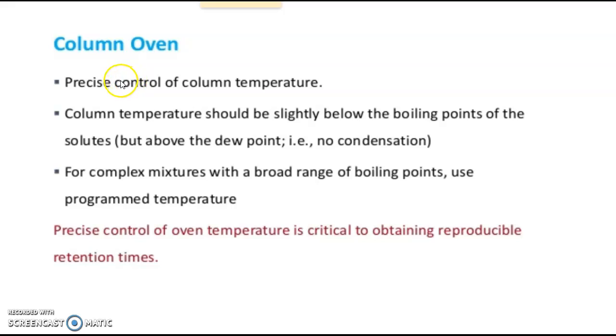Next one is the column oven. The column is kept inside an oven, with precise control of the column temperature. Column temperature should be slightly below the boiling points of the solutes but above the dew point, that is, no condensation takes place at that temperature. For complex mixtures with a broad range of boiling points, use programmed temperature. We will see what this programmed temperature is in a further slide. The precise control of oven temperature is critical to obtaining reproducible retention times. So the retention time depends on this.